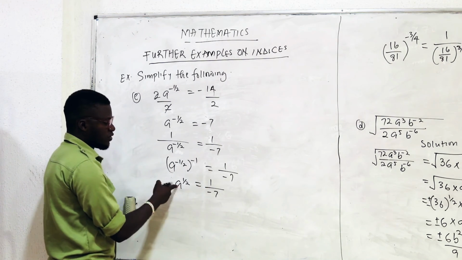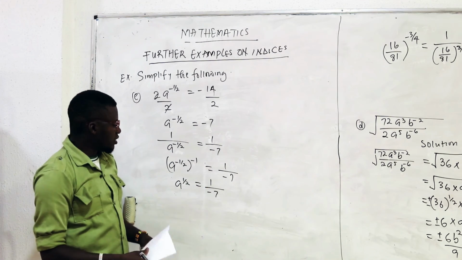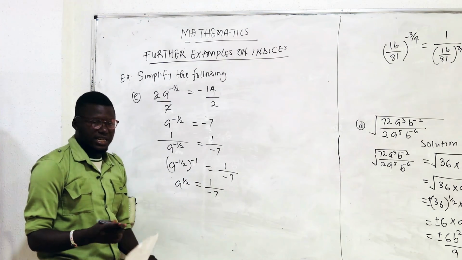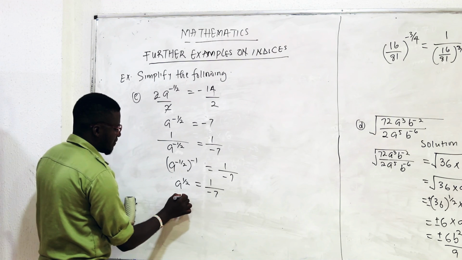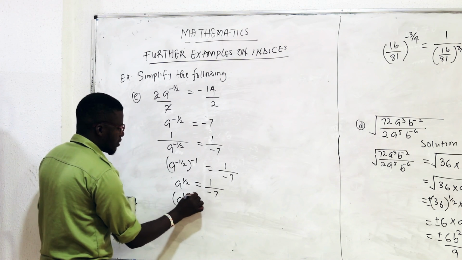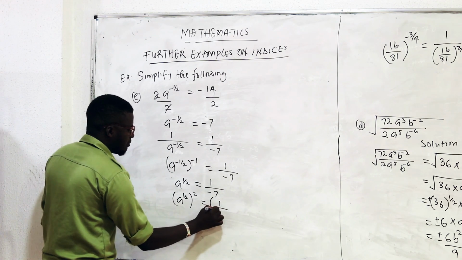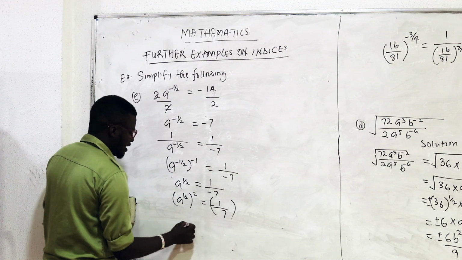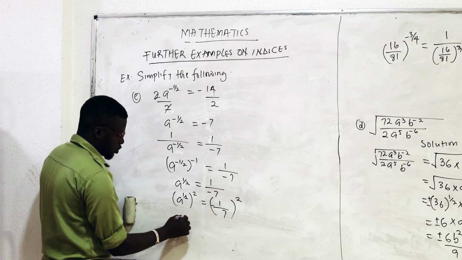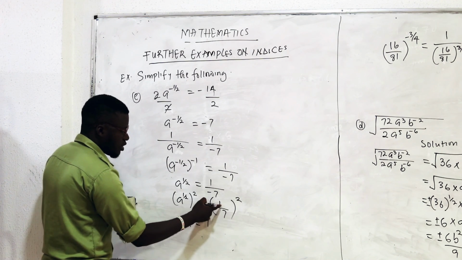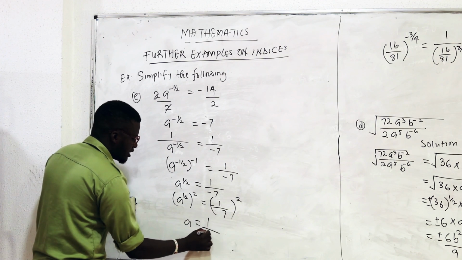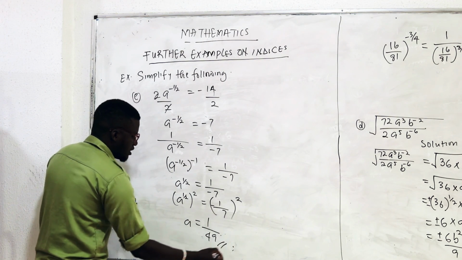So it's equal to 1 over minus 7. For me to remove the square root sign here, the 1 over 2, I have to square both sides. So by squaring both sides, I'll have a^(1/2) all squared is equal to 1 divided by minus 7, all squared. So squaring it, I'll have a is equal to minus 1 squared, which is 1, divided by 7 squared, which is 49. So this is my final answer.